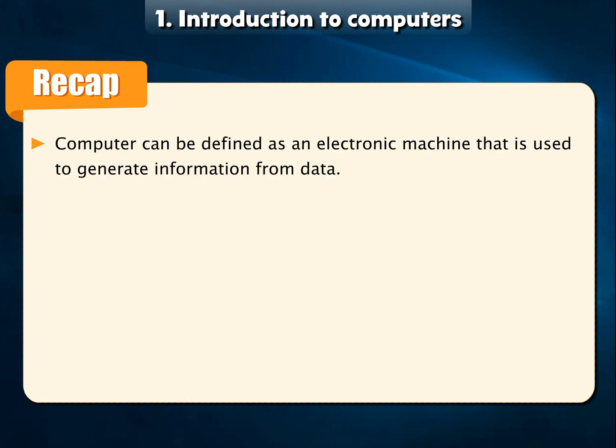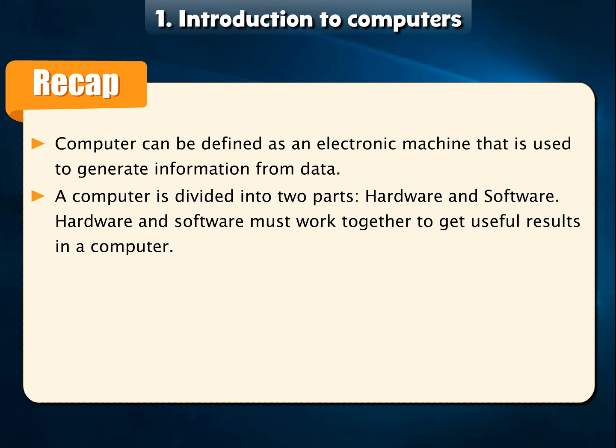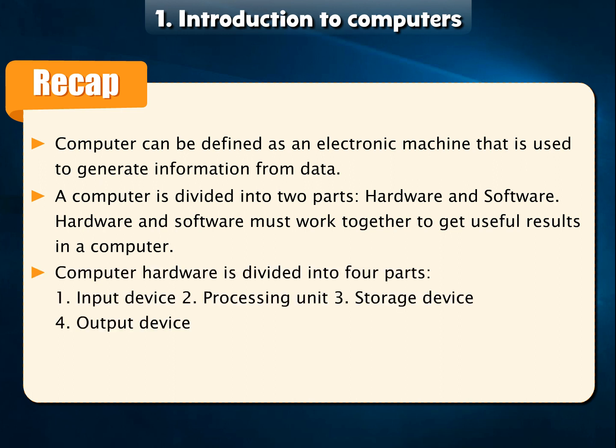Recap. A computer can be defined as an electronic machine that is used to generate information from data. A computer is divided into two parts, hardware and software. Hardware and software must work together to get useful results in a computer. Computer hardware is divided into four parts: input device, processing unit, storage device, output device.